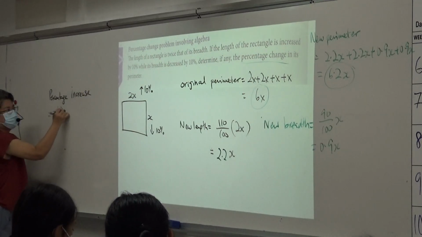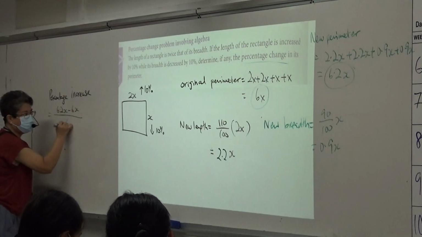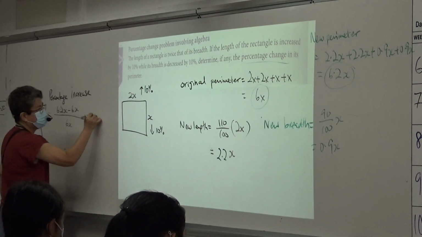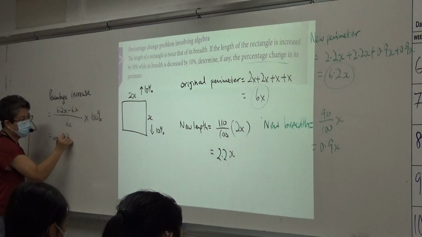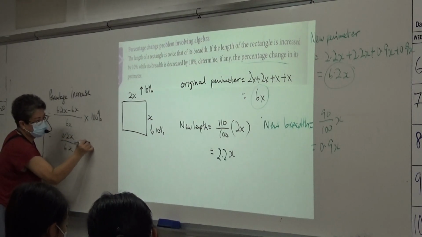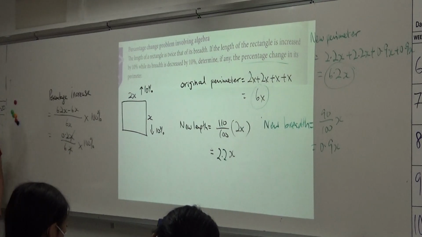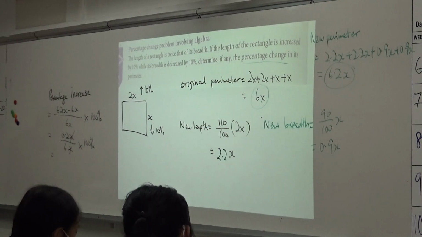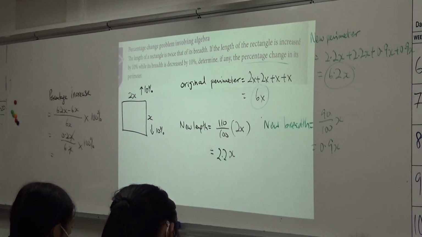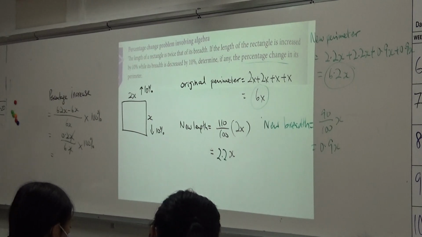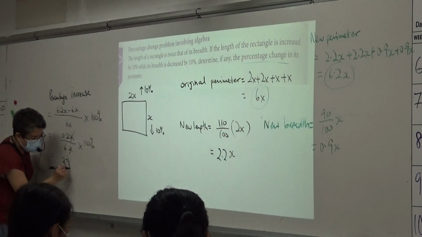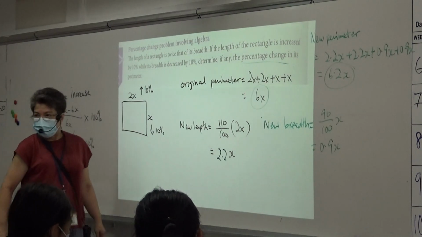It will be 6.2x minus 6x over original 6x, right? Can you see it now? Times what? 100%. Okay, this will give me 0.2x over 6x times 100%. Can you see the x and x will cancel off? Okay, so use the calculator. Give me a fraction. 3 and 1/3%. You understand now?